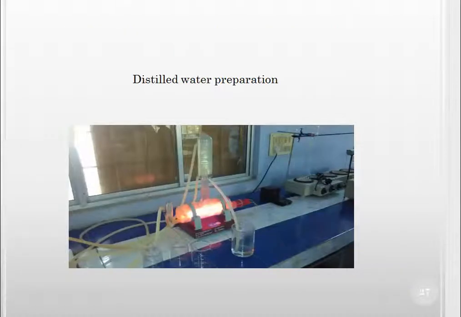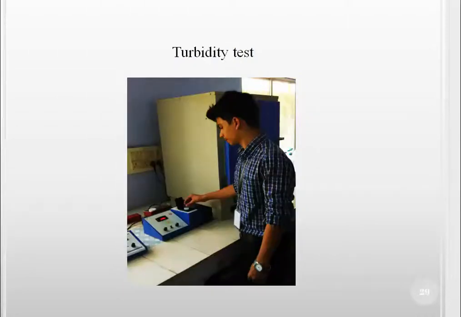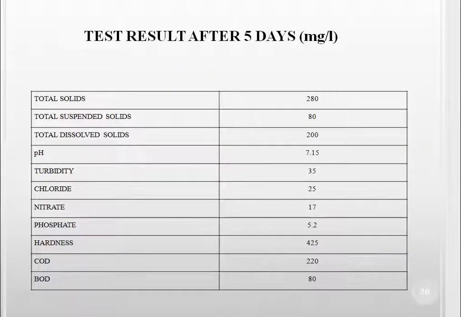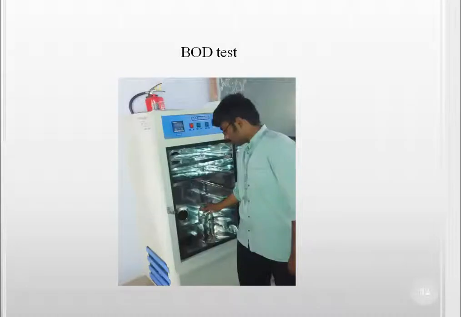The picture is showing the distilled water preparation. This is the picture during our pH test, during our turbidity test. Test result after 5 days. It has been seen that the test result after 5 days, there was a slight variation in the total amount present in the sewage water. And this is the picture showing the chloride test. This is the picture showing the BOD test.